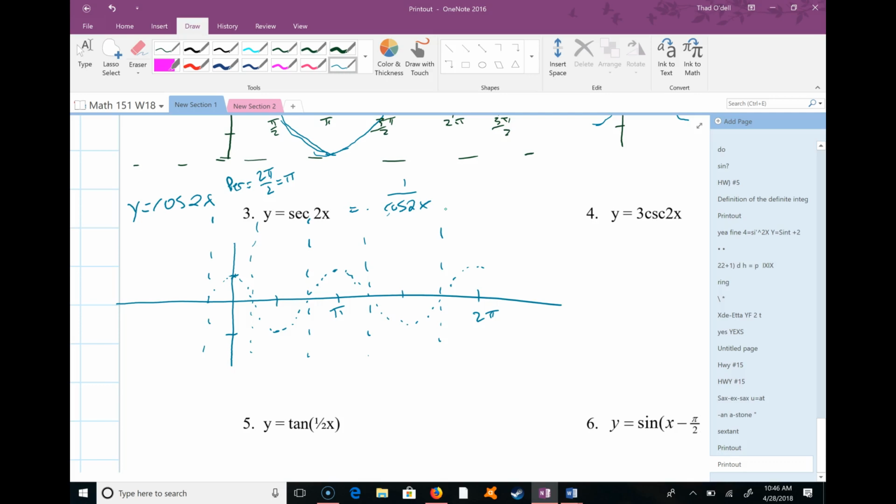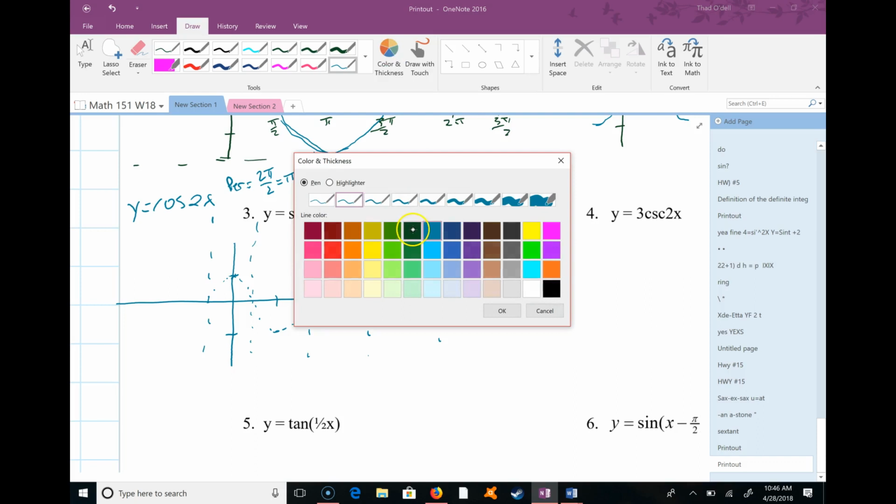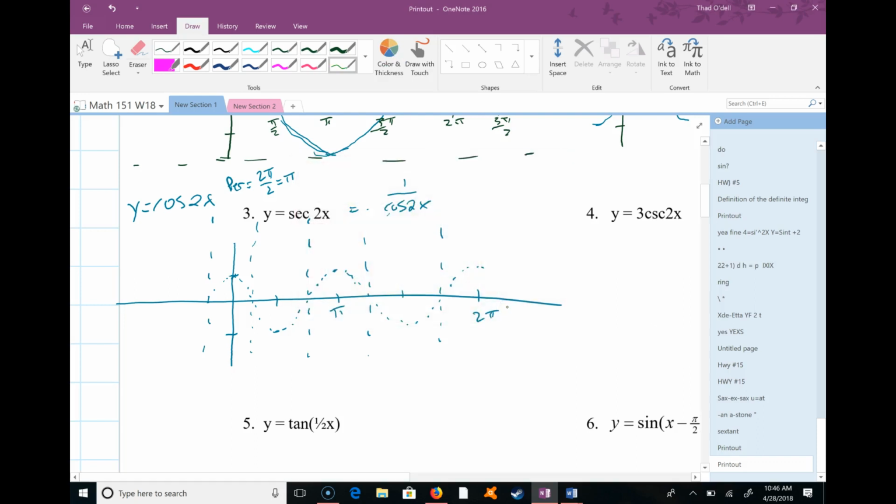So now I'm going to change color because I'm actually going to draw the secant curve. That's what I really wanted. Secant's got to be right there, right there, right there, and right there. And remember, as I get close to the asymptote, there's only one type of behavior that can happen. It shoots up. Here it's going to shoot down because it can't cross there. Here it's going to shoot up. There it's going to shoot down, etc.